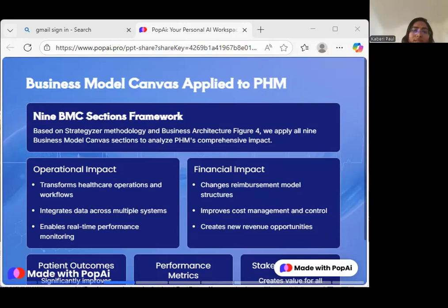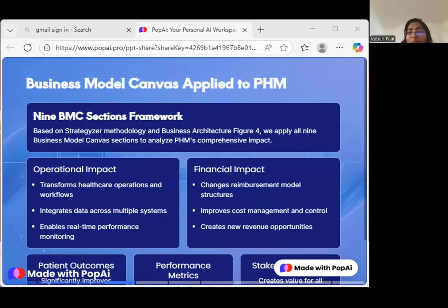In this presentation, I will apply each section of the BMC especially to population health management technology. The goal is to understand not just what it is, but how it fits into real business operations in healthcare. I also connect this to figure 4 from the business architecture article, which shows how business strategy, information systems, and organizational processes work together.